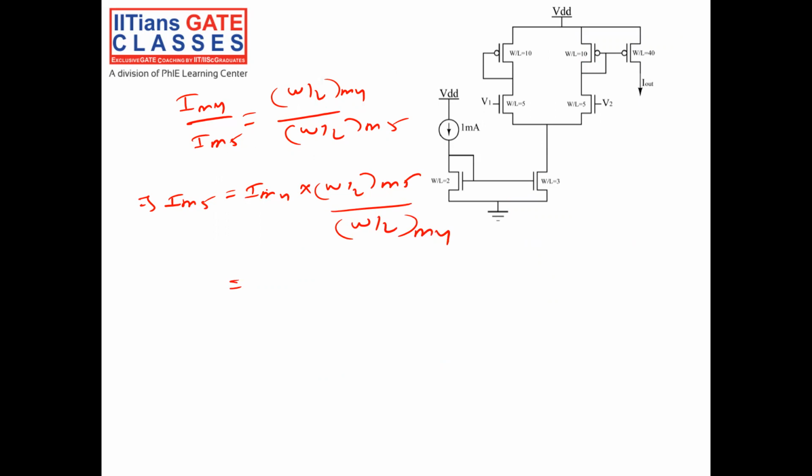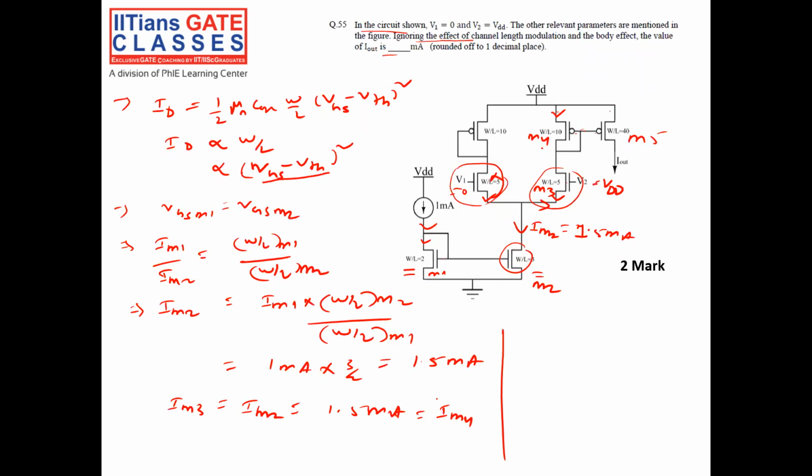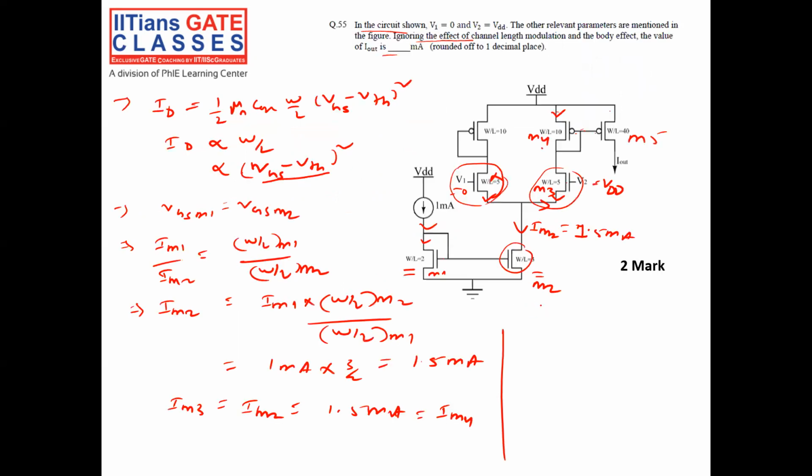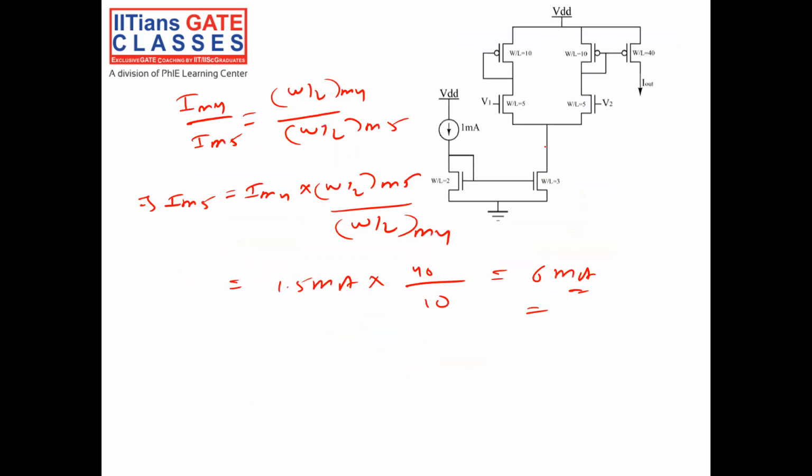What is IM4? IM4 I have calculated is 1.5 milliampere. So 1.5 milliampere into M5 is 40 divided by 10. So 1.5 into 4 is 6 milliampere, right? We got 6 milliampere as the output current. So this is the answer. Simple steps: first you have to understand ID is proportional to W by L and (VGS minus VT) square. When VGS remains constant, it is proportional to W by L. Then we simply calculate like this. So this is the question.